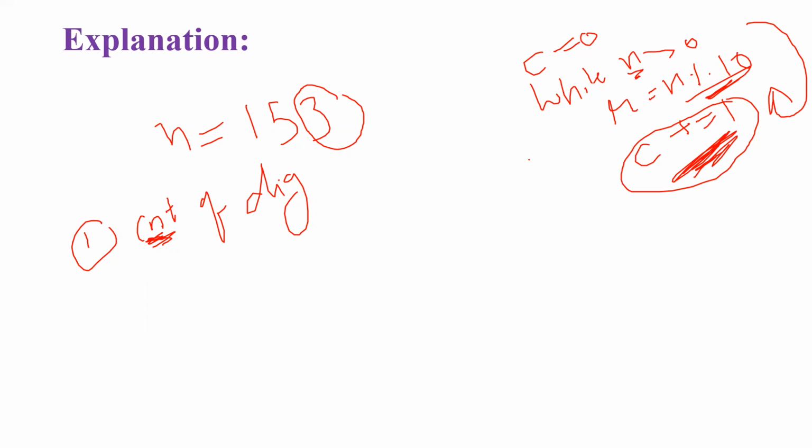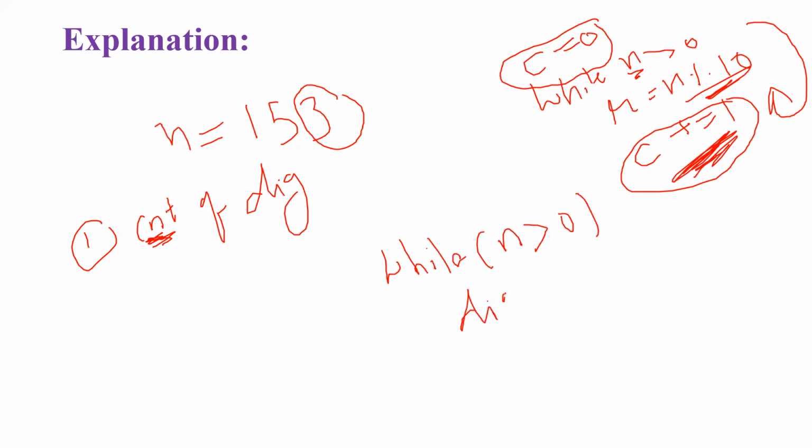By iterating over this loop, I can get the count of all the digits present in the number n. Similarly, once the count value is found, I need to raise each digit to the power of count, right? For that, I need one more loop, while n greater than 0. What do I need to do? First, I will take the digit: digit equal to n mod 10, which means I will get the digit.